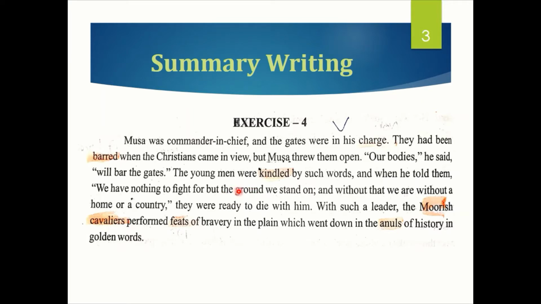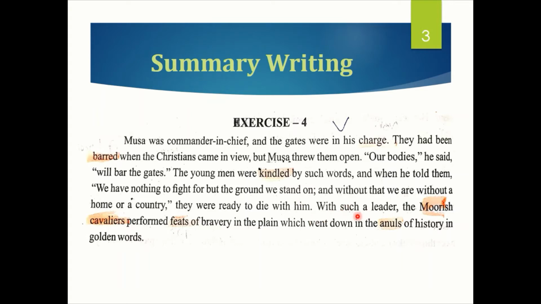So he said that this ground of our city is very much important for us, and we have nothing more important than this, and if we could not defend our ground today, then we will be rendered homeless. So this was a very emotional speech which inspired the soldiers so much so that they were ready to sacrifice, to lay down their lives with the general.